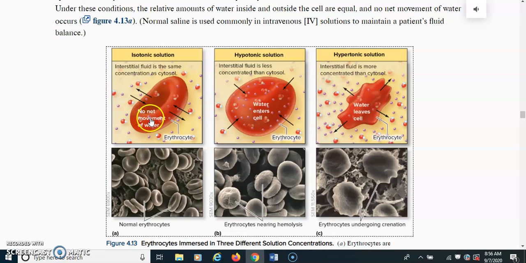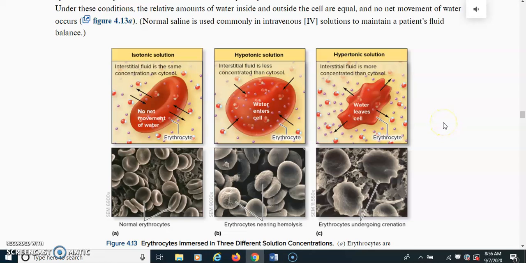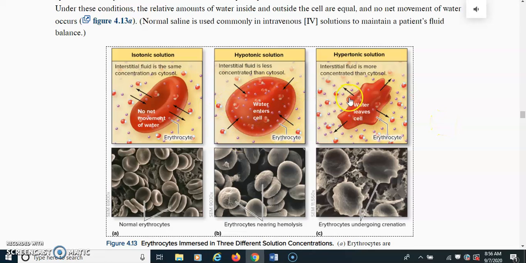So, all right, those are our 3 types of solutions our cells could be in. Remember, isotonic, our body has homeostatic mechanisms that keep our cells in an isotonic solution the majority of the time. So these are situations which could happen, and we need to be familiar with them, and we'll use a case study to explain how you could have these situations happen.